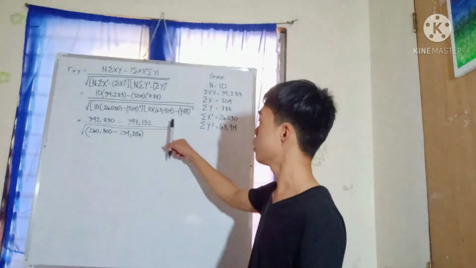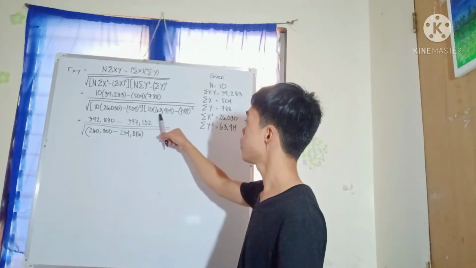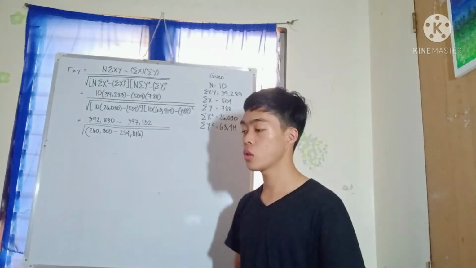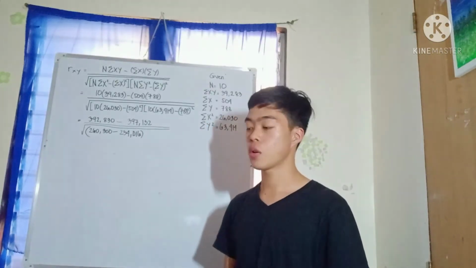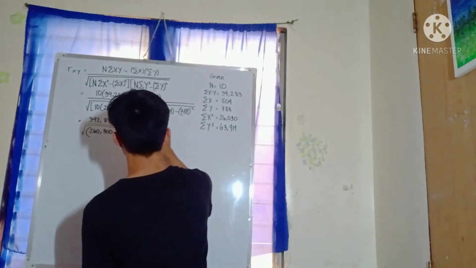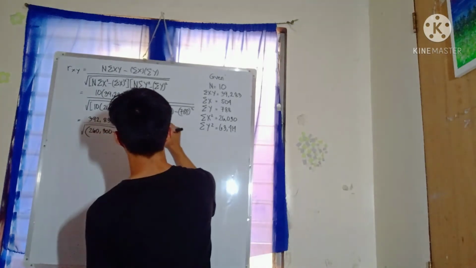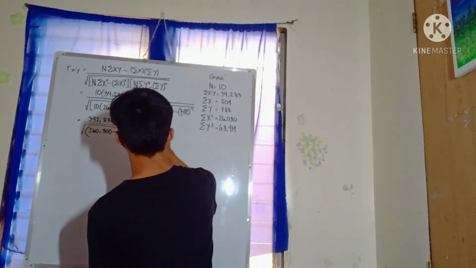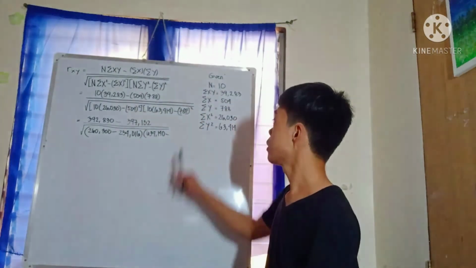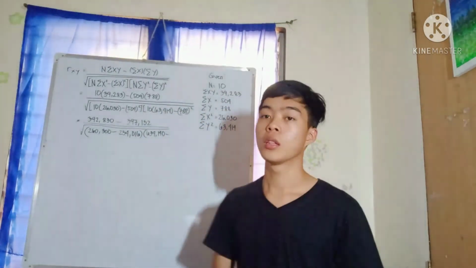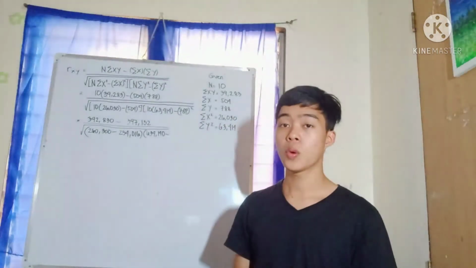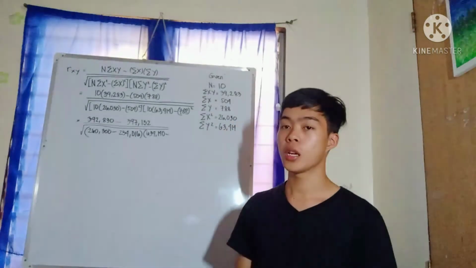Next is 10 times 63,414, which is equal to 634,140. So we'll copy minus. Next, 788 to the power of 2 is equal to 620,944.